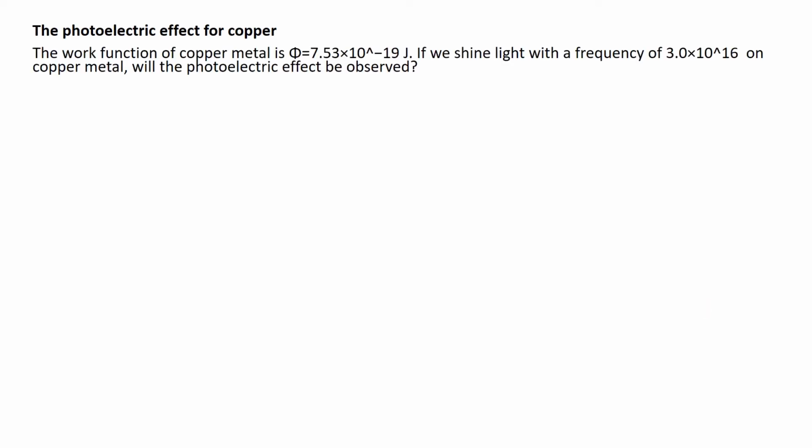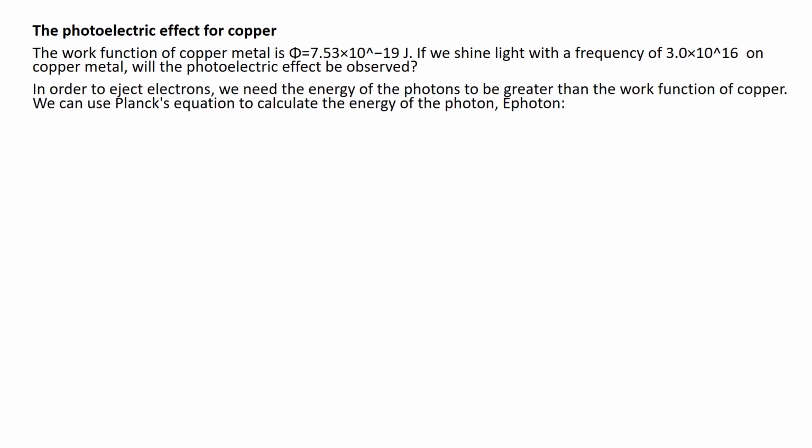So let's have an example over here. For the photoelectric effect of copper, the work function of copper metal is 7.53 times 10 to the power of negative 19 joules. If we shine light with a frequency of 3 times 10 to the power of 16 hertz on copper metal, will the photoelectric effect be observed? In order to eject the electrons, we need the energy of the photons to be greater than the work function of copper. We can use Planck's equation to calculate the energy of the photon.